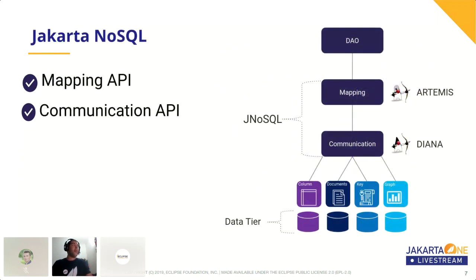Okay, I'm gonna show a little bit about Jakarta NoSQL. We have the mapping API and the communication API, and the implementations have some names. So mapping, think about JPA, and communication, think about JDBC. The name of the reference implementation for mapping is Artemis, and the reference implementation for communication is Diana. So why these names? It's mythology, and I love mythology. If you don't like it, don't worry. It's just a name, so you can keep it. And also, that's just a reference implementation.